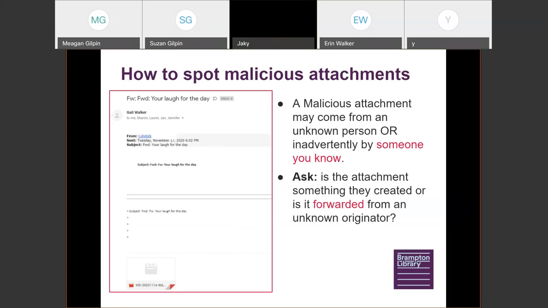So it's important to know that when it comes to attachments, a malicious attachment may come from an unknown person or from someone that you know and trust who may have inadvertently sent one to you if they themselves have had their computer compromised. So when you're looking at an attachment, consider if the attached file is something that the sender created themselves. Is it a video of a birthday party that they took themselves that they're sending you? Or is it something that's been forwarded from an unknown originator? So be really careful opening files if you can't determine where it originated.